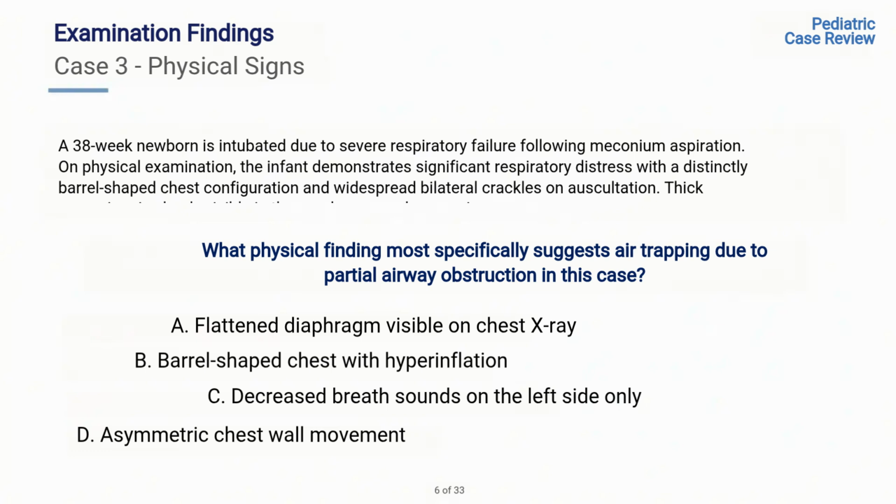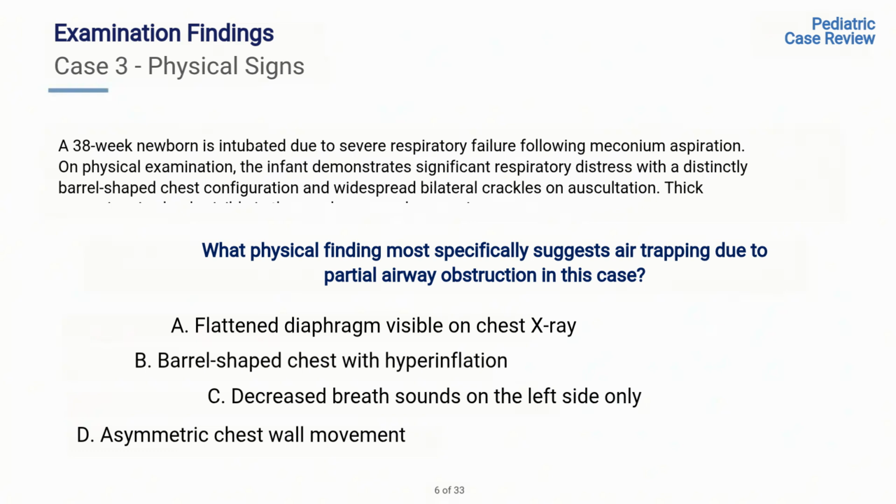On physical examination, the infant demonstrates significant respiratory distress with a distinctly barrel-shaped chest configuration and widespread bilateral crackles on auscultation. Thick meconium is clearly visible in the oropharynx and upper airway. What physical finding most specifically suggests air trapping due to partial airway obstruction in this case?